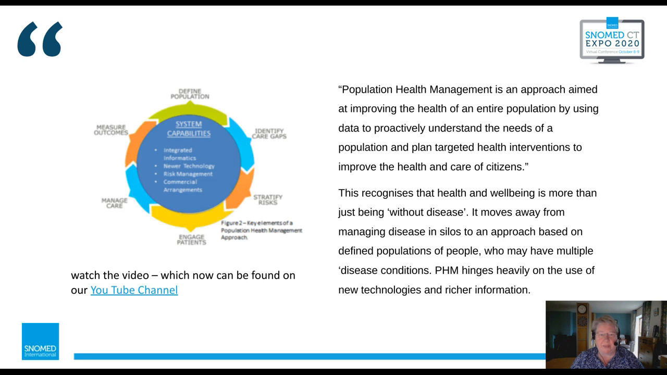This diagram that you've got here that describes the system capabilities, I refer to as my wheel of fortune, and essentially it shows that it's an iterative approach. Starting with defining your population, which we classically do using population segmentation techniques. We will then do detailed analytics in order to identify care gaps. And at this stage, we can employ both machine learning and artificial intelligence methodologies. That then leads us to stratifying risks and identifying which segments of our population should have targeted interventions.